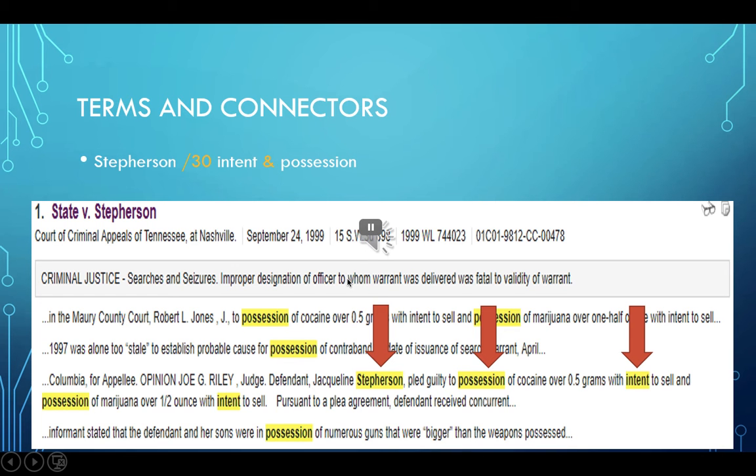In our second search, we used Stepherson /30, which means we only wanted to pull up cases that had Stepherson within 30 terms of the words intent and possession. And we used the ampersand to show that we wanted Stepherson to be within 30 terms of both these words instead of just intent or possession. And as you can see, here's Stepherson within 30 terms of the words possession and intent.